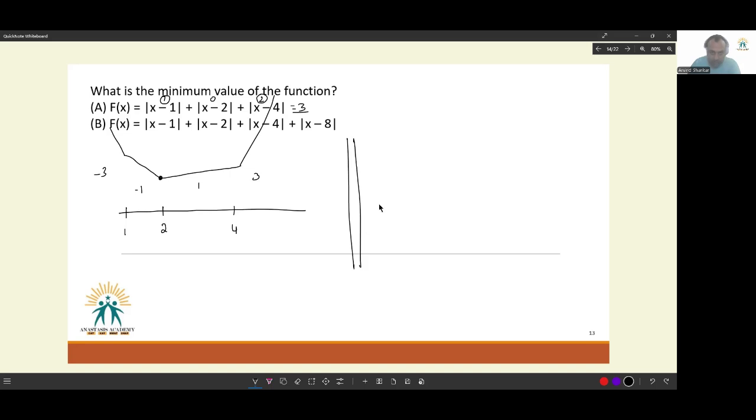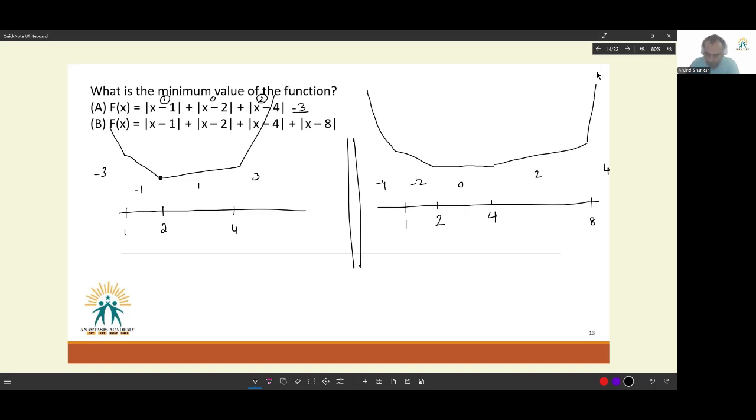Now for the second one, again, graphically, first time when you are solving it, you can perhaps see what is happening. 1, 2, 4, and 8. On the right hand side, slope is 4. Here slope is 2. Here slope is 0. Here slope is minus 2. Here slope is minus 2. So how would the graph look like? This is how the graph would look like, which means in this range from 2 to 4, any value of x that I take, I will get my minimum value of the function.